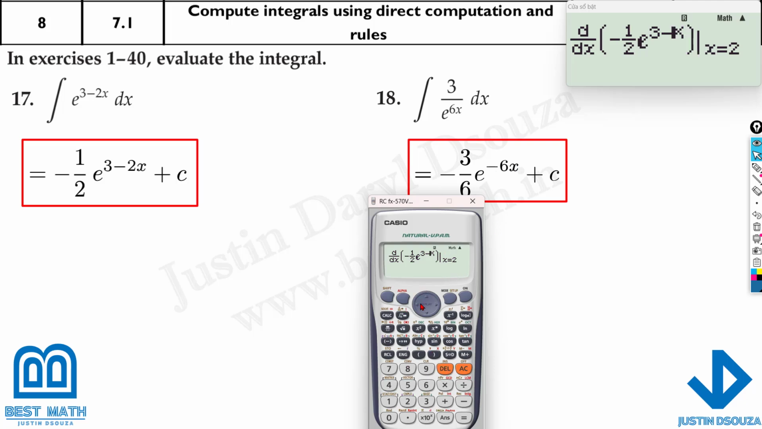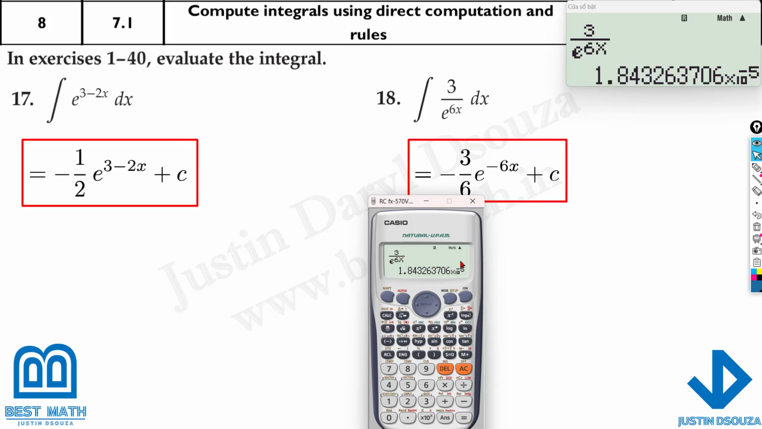It is minus 6x. So it is 6 and x. And here we have 6 and up above we have 3. This is the value. See, if it comes like this, please do write it down properly and make sure you write 10 to the power minus 5. This is very important. Now, when I solve this up, 3 divided by e to the power 6x and calculate this at 2, so you can see it's 1.84.